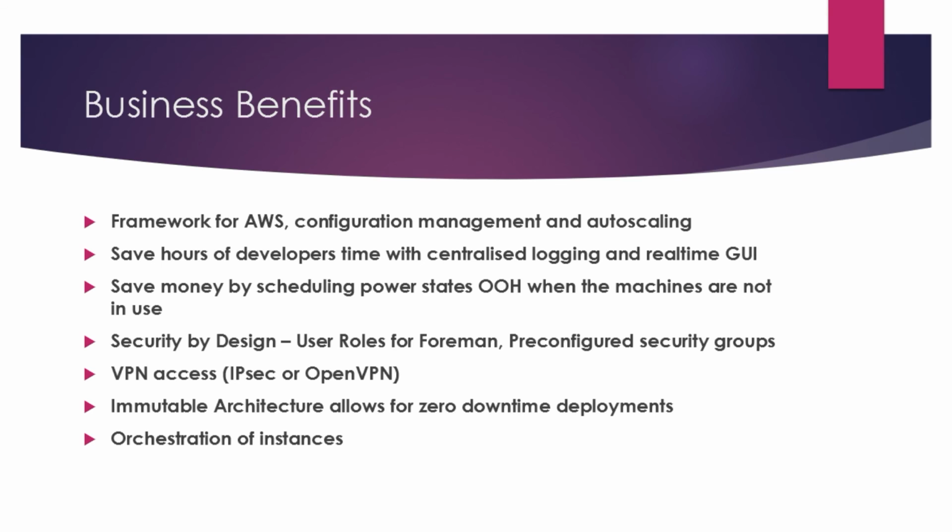You can save hours and hours of time and make your development teams much more effective with centralized logging and a real-time interface so they can view their logs and get real-time feedback as and when they're developing and working within these development environments. We can save you about 60% of your running costs for EC2 simply by scheduling the power states of instances and turning them off out of business hours when they're not in use.